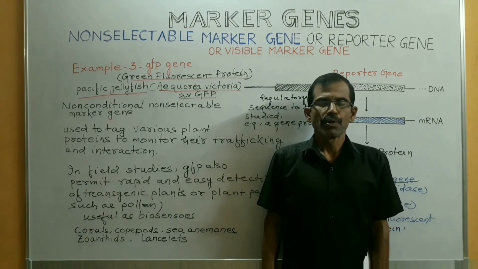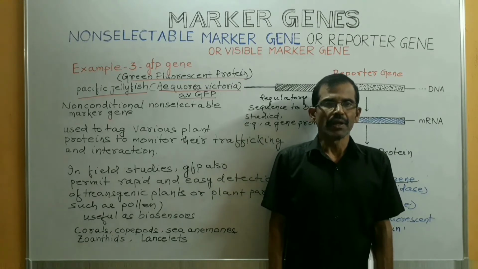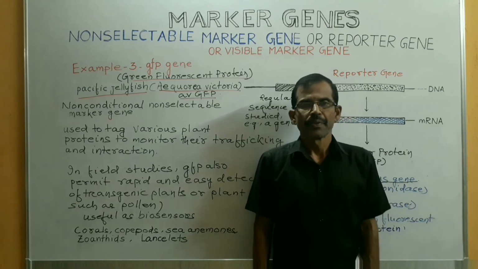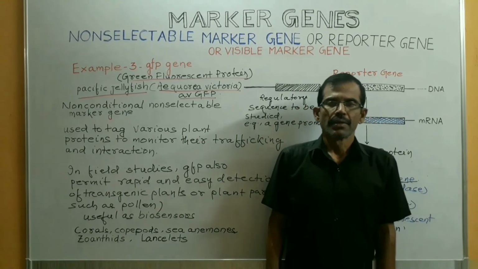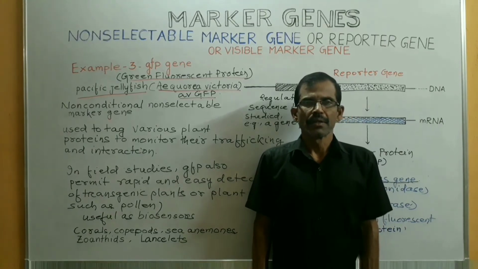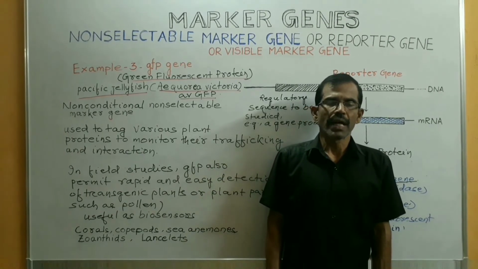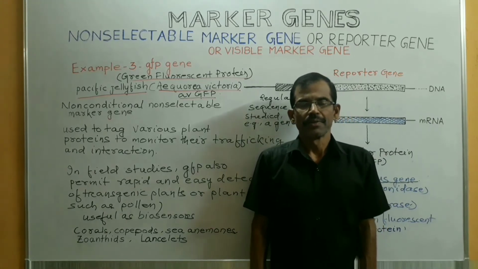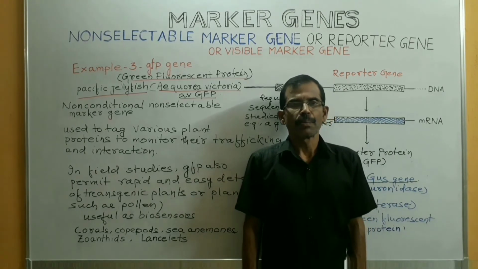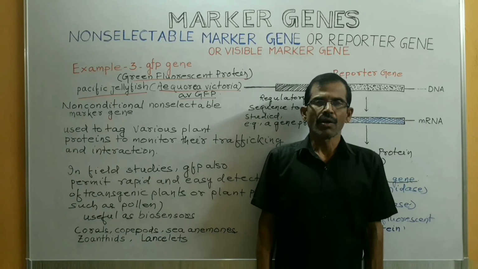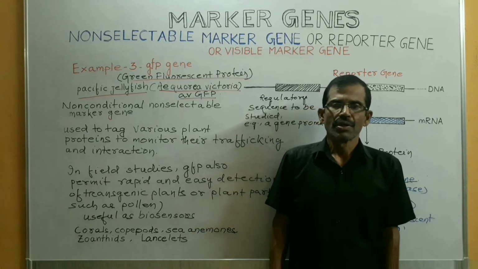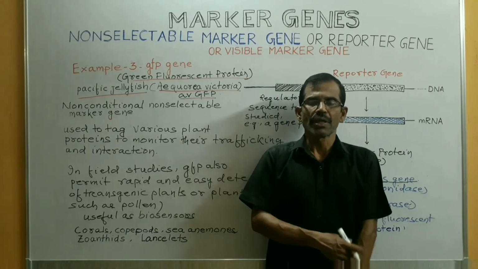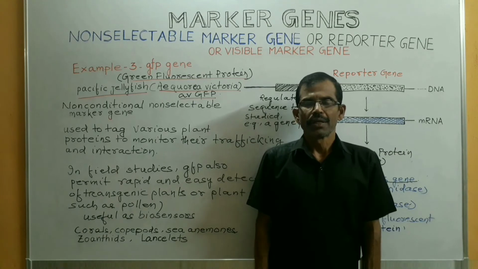Another important reporter gene is the GFP gene. The GFP gene codes for a protein known as green fluorescent protein. The green fluorescent protein exhibits bright green fluorescence when exposed to light in the range of blue to ultraviolet. The GFP gene is an example of a non-conditional, non-selectable marker gene because there is no need to add any external substrate to the medium in order to detect activity.